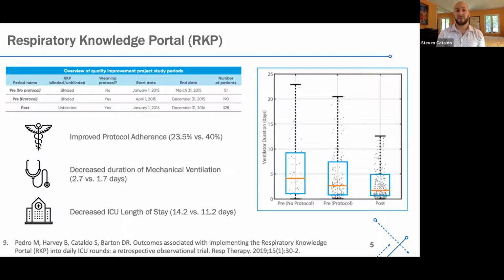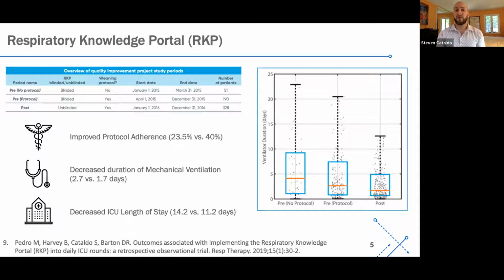All right. They were able to decrease the duration of mechanical ventilation. In this study, it was 2.7 to 1.7 days. And I understand that that sounds pretty low, but that was this particular institution. And of course, as a study, it's not totally generalizable, but it's thought-provoking, and it certainly gives us some information and data. And it was able to decrease the ICU length of stay from 14 to about 11 days.